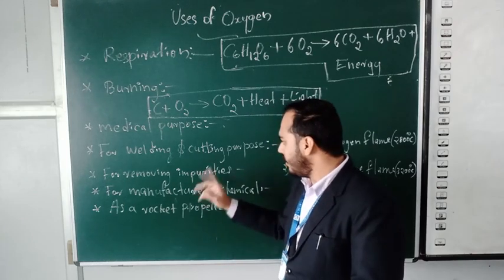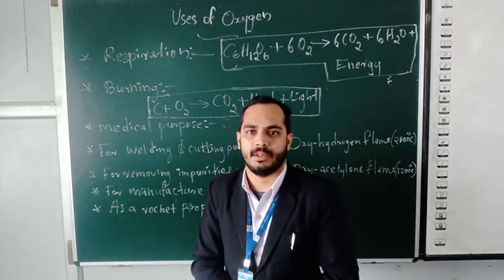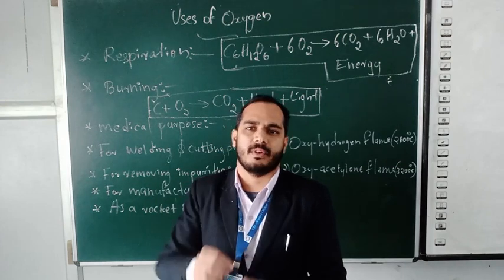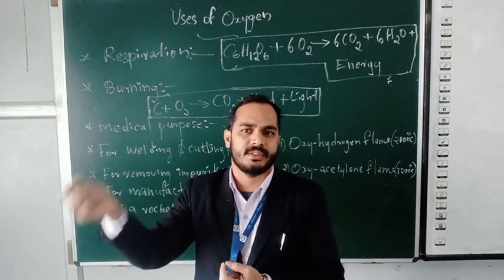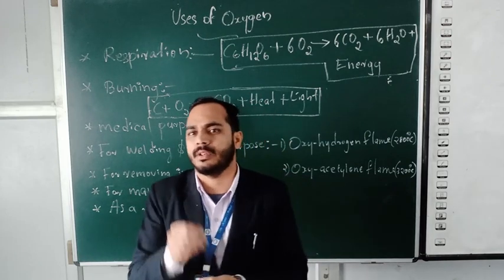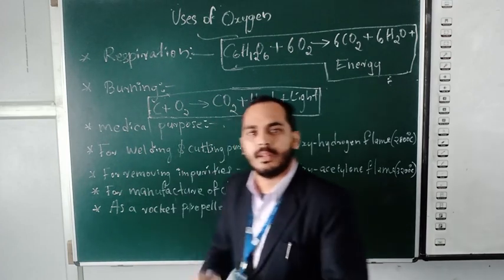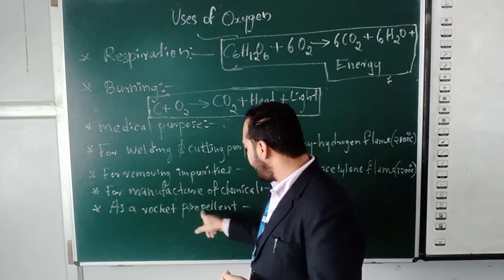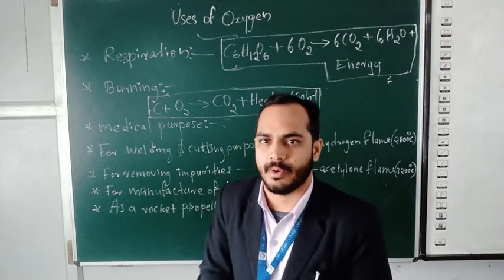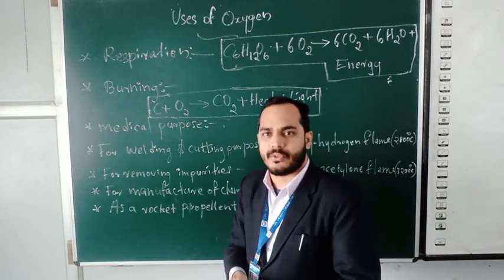Next one, as a rocket propellant. This is a modern century, so we are using different types of fuels for aircraft, fighter jets, or other rockets. In modern times we are using oxygen, liquid oxygen, LOX, as a rocket propellant, as a fuel. These are the main uses of oxygen.